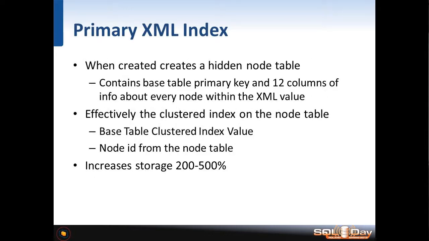So when you create the primary XML index, what's actually happening under the covers is SQL Server is creating a new table on the SQL Server database. This new table is going to contain the primary key from the base table and 12 additional columns of information. Those 12 additional columns are going to contain everything there is to know about the XML document that you've stored in that table. It's basically going to shred that XML document and store the entire structure and the data within that specific 12-column structure. So this primary XML index is effectively a clustered index on that specific hidden table.